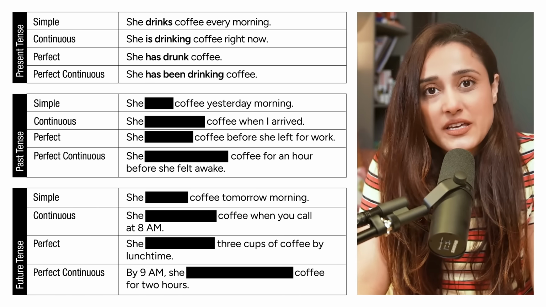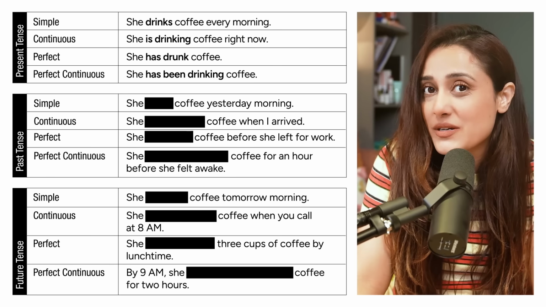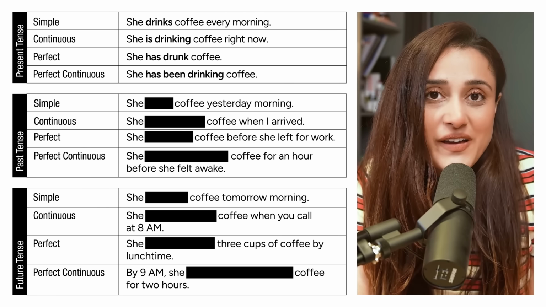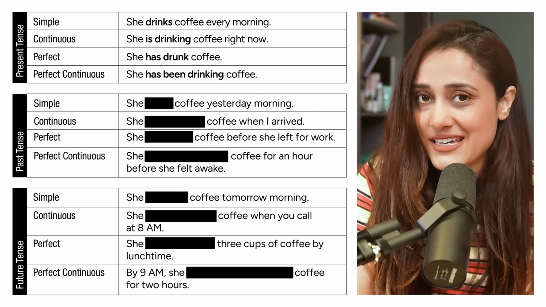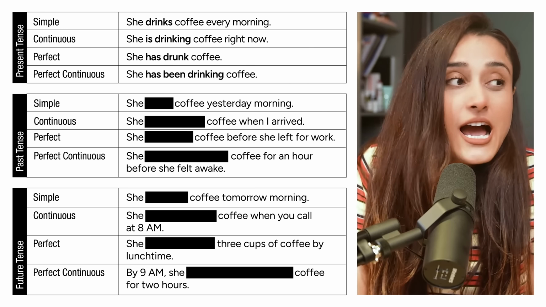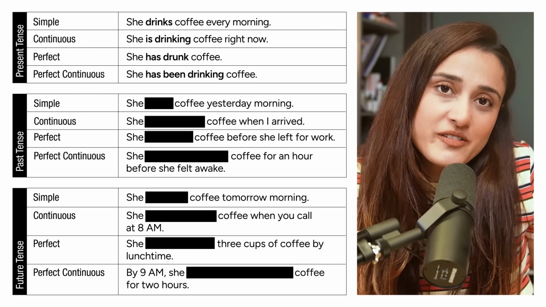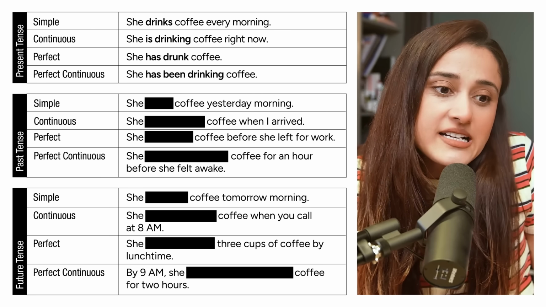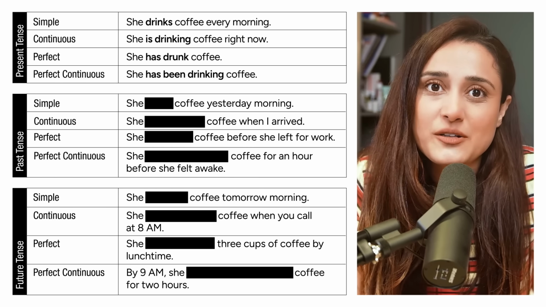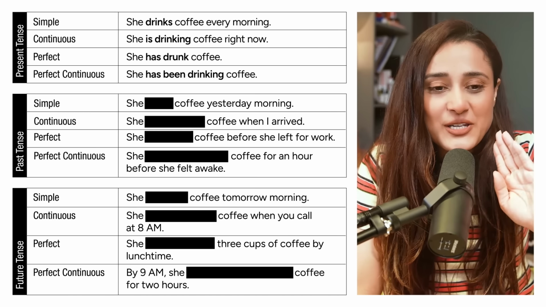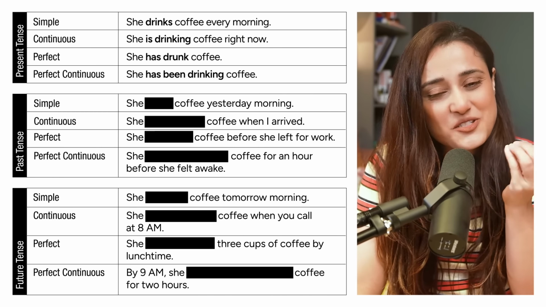She has been drinking coffee. Present perfect continuous. Again, continuous, the ing form of the verb. And perfect, that means there has to be an element of past and present. She has been drinking coffee. That means she started to drink coffee somewhere in the past and she has been doing it. Okay, so it started in the past. There is a connection to the past. But I will not keep repeating these things. This was just one time.